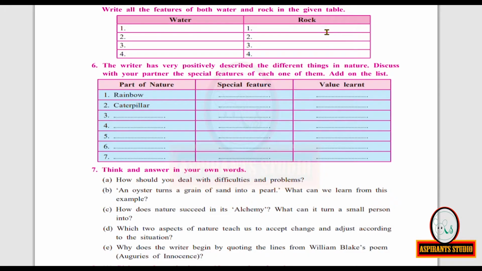Under rock, you can write hard, humble, H-U-M-B-L-E, obedient, O-B-E-D-I-E-N-T, adaptable, A-D-A-P-T-A-B-L-E.